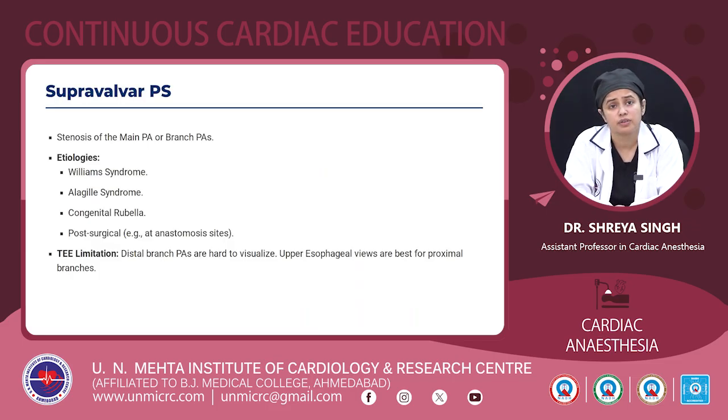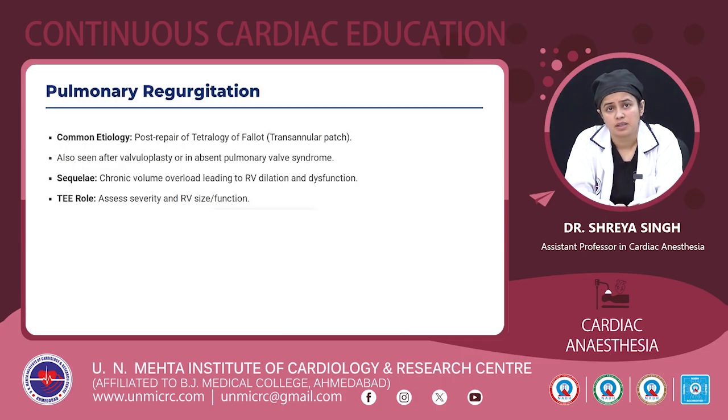Then we have supravalvular pulmonary stenosis. This is stenosis of the main pulmonary artery or the branch PAs. The common etiologies are Williams syndrome, Alagille syndrome, congenital rubella, or post-surgically, for example at anastomotic sites. The limitation with TEE is that distal branch PAs are hard to visualize, so upper esophageal views are best for proximal branches.